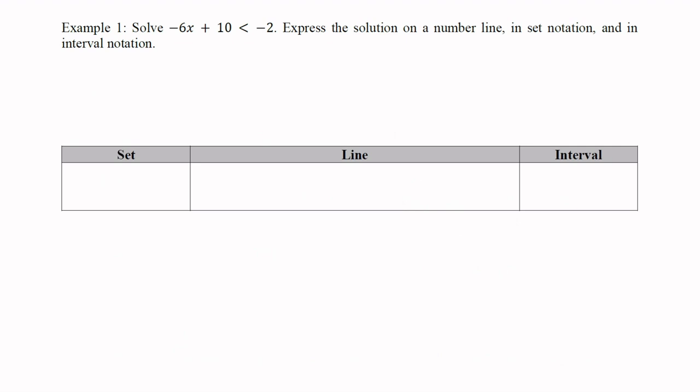So let's solve this inequality, expressing the solution on a number line, in set notation, and in interval notation. First we're going to subtract 10 from each side, and then we're going to divide by -6. Since we're dividing by a negative, we will flip the inequality, and we end up with x is greater than 2. So in set notation, we write it as the set of all x such that x is greater than 2.